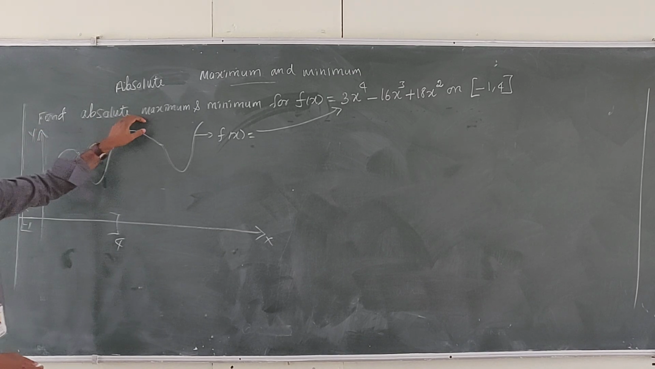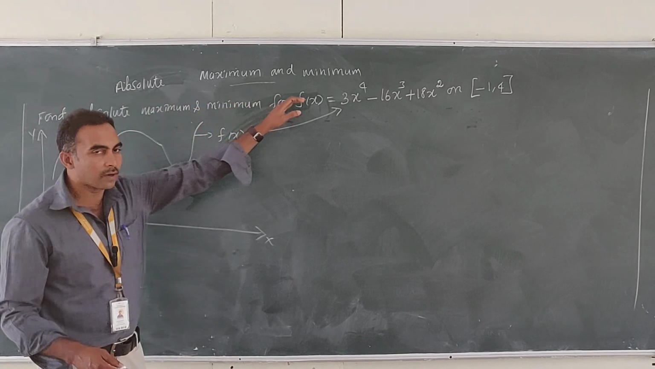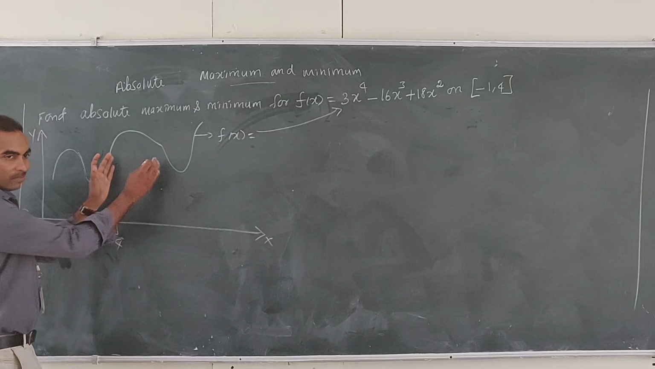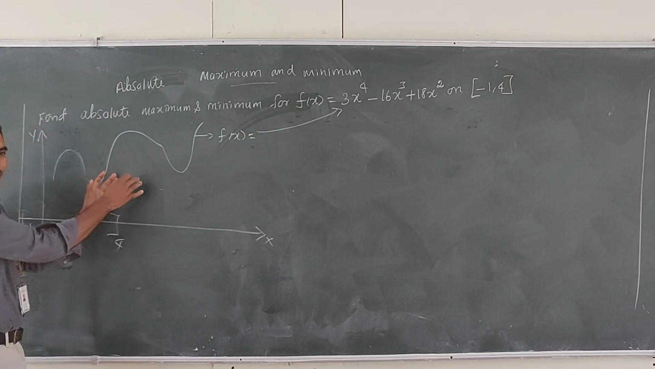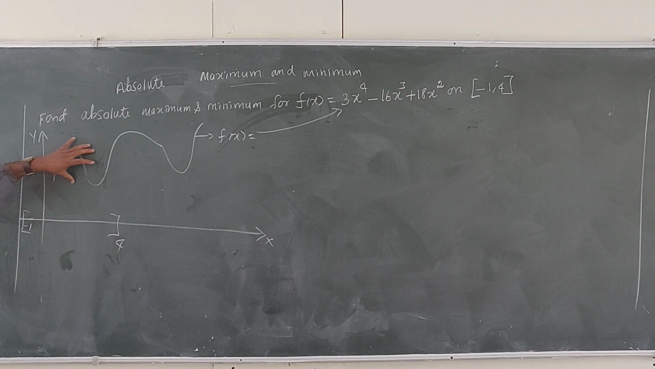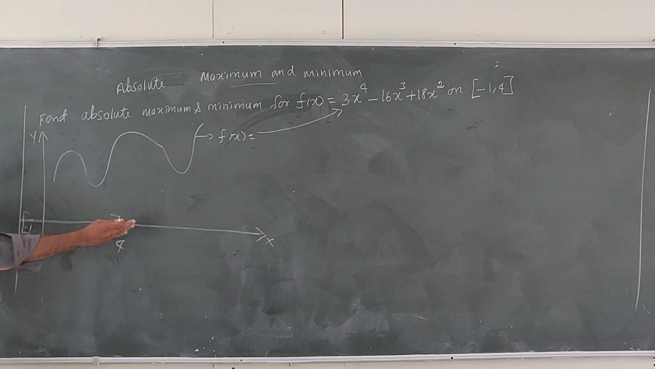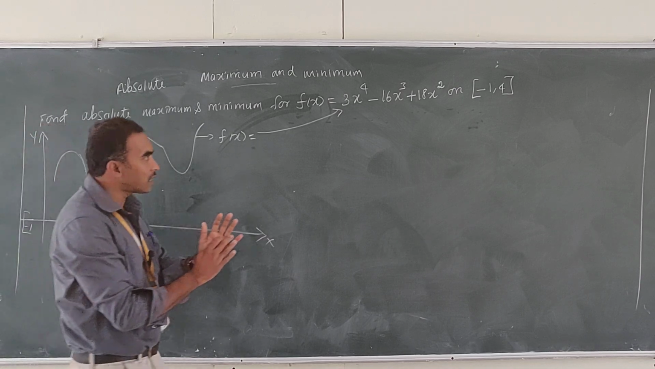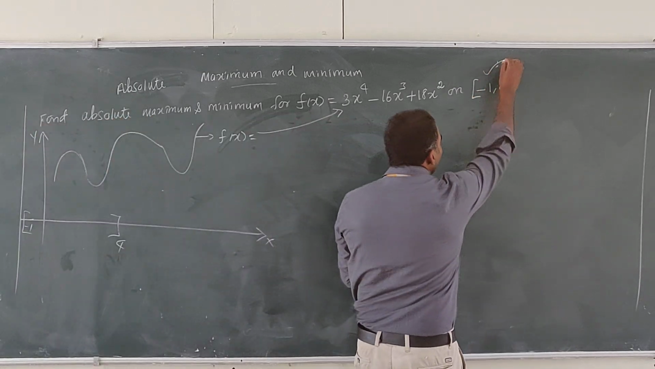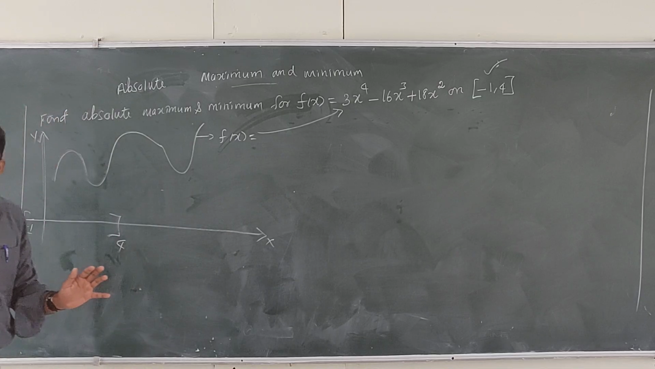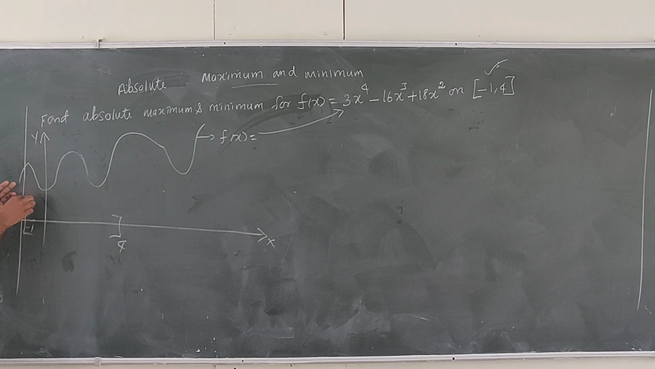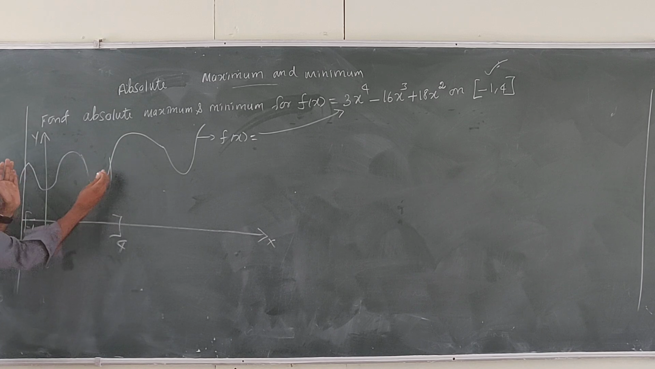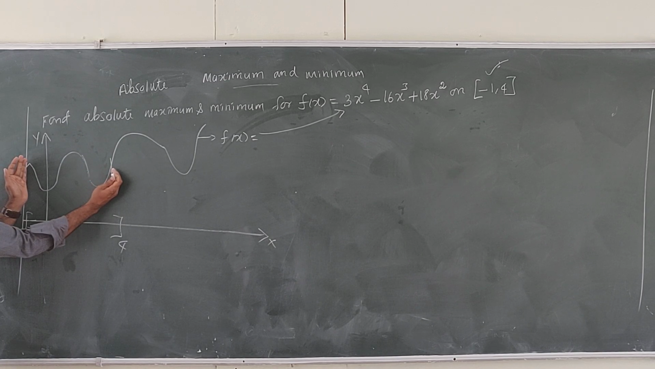Find absolute maximum and minimum for the given curve. This is the equation of this curve, but not the exact diagram, just our imaginary curve. This is the y axis, x axis. Here they have given the interval -1 to 4, so we will consider the curve from -1 to 4. We have to take this limit only.